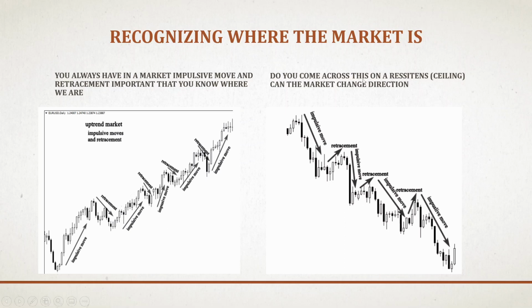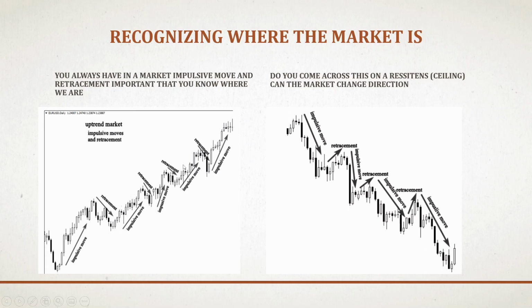Do you come across this on a resistance, the ceiling? Can the market change direction? Also we have the opposite side, so that means here you should have your support. When the market is going up, you draw a support line and the market ended here. At this point the market did not go through the support, it goes downwards again. It used to be a support, now the support has been broken through here.